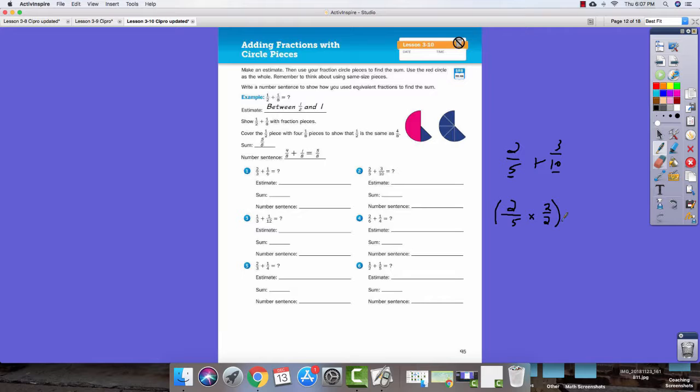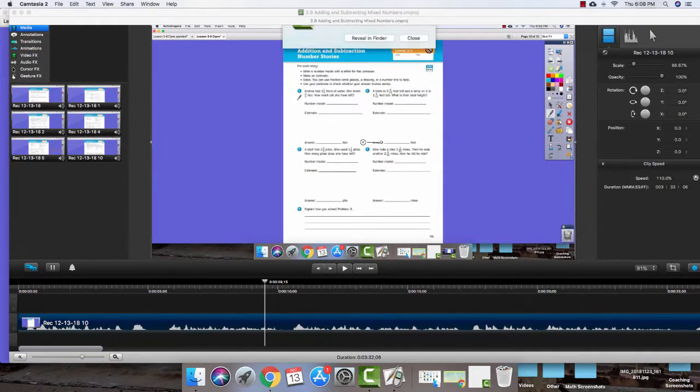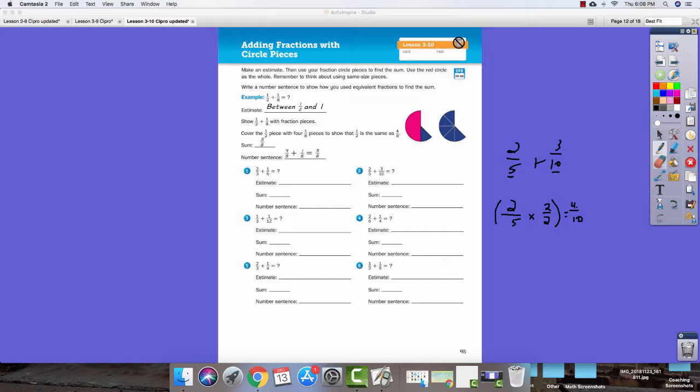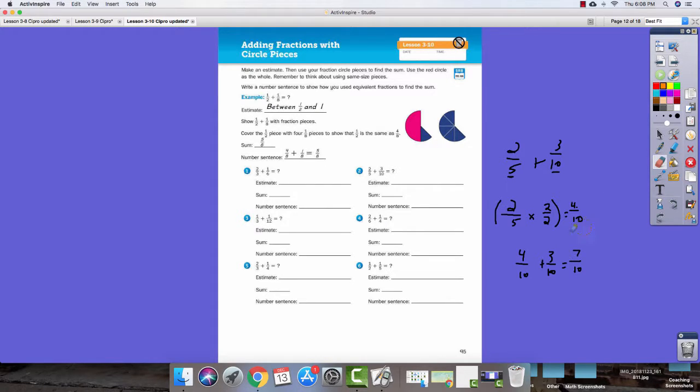So I could do 2/5 times 2/2 and get 4/10. 2 times 2 is 4. So 2/5 is equivalent to 4/10. So I can do 4/10 plus 3/10. Now I have common denominators, and I can get 7/10 as my answer. Okay? Let's look at where something like that might not happen.